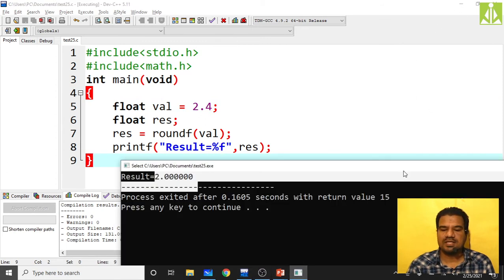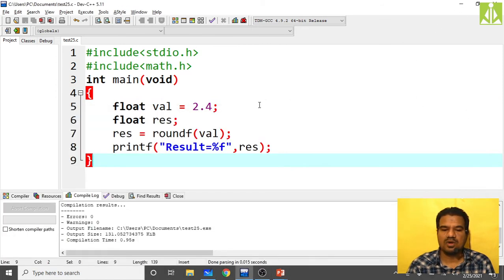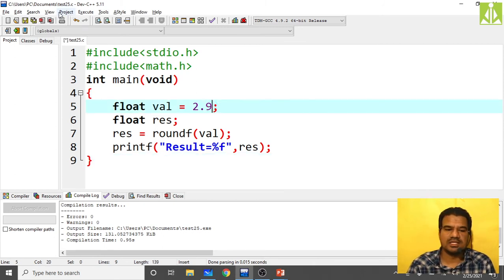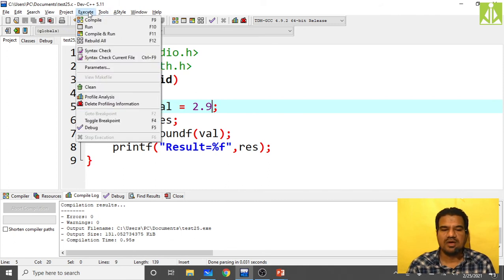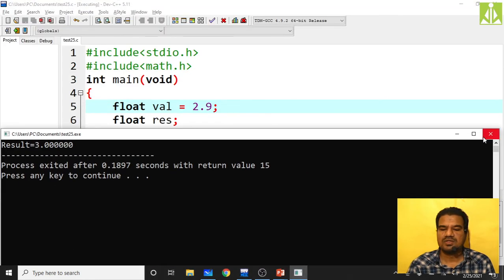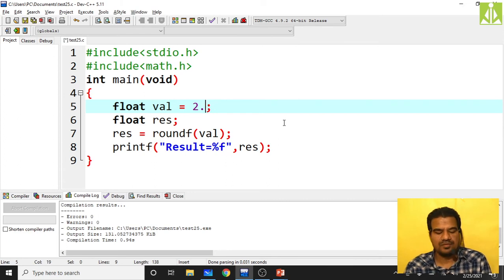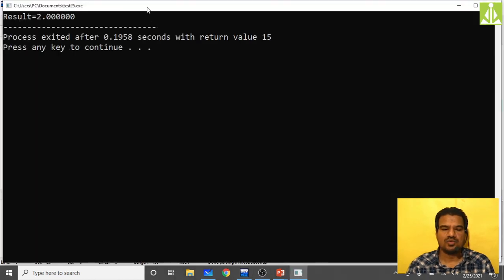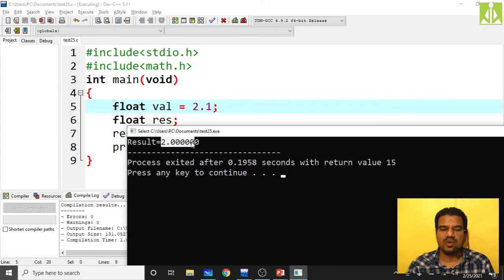So if I take 2.9, what will be the nearest integral value? Obviously it is 3. After 2.9 the nearest value will be 3. So we will get 3. You can see, run it, we got 3. So if I take 2.1, the nearest integral value will be 2. As you can see, we got 2 as the result.